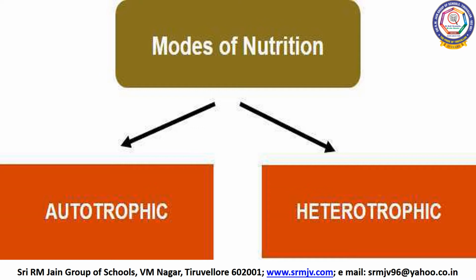Modes of nutrition. Based on the way organisms obtain food, there are 2 main modes of nutrition. One is autotrophic nutrition and the other one is heterotrophic nutrition. First, we'll see about autotrophic nutrition.